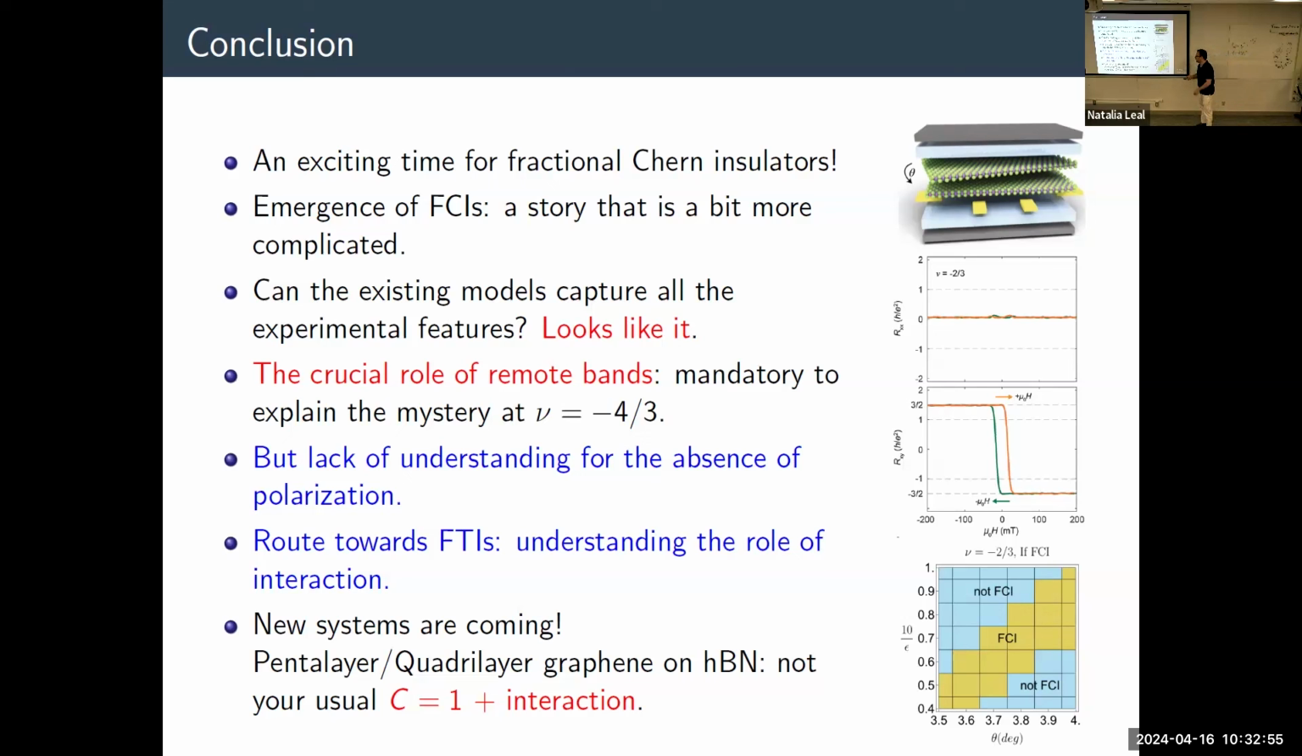Also, I've talked a lot about TMDs, but that's not the only system where people have observed FCI. In September last year, there was a signature of FCI in a different setup, which is pentalayer graphene, and actually now they also have a signature in quadrilayer graphene on an hBN substrate. The hBN substrate is slightly misaligned, giving them some Moiré pattern also. And they observe FCI states on the top surface. So that's another example of a setup where this physics emerges. That's why it's not just a fluke. There are several groups, several experimental devices showing the same physics.